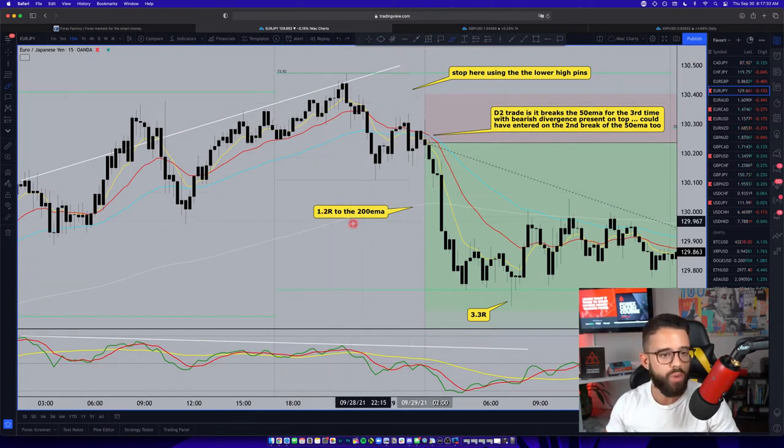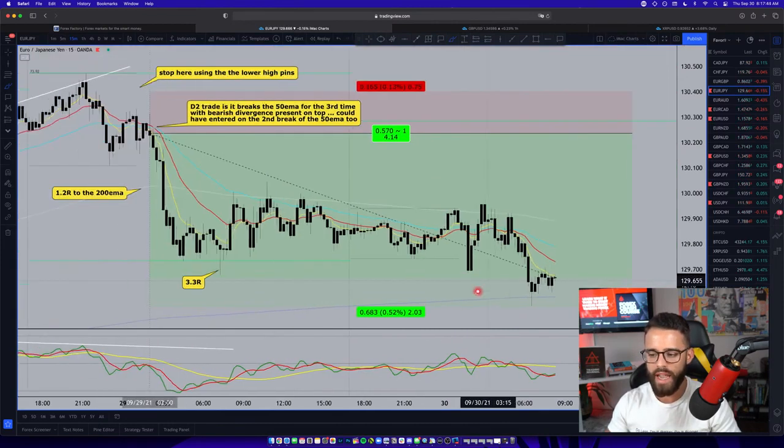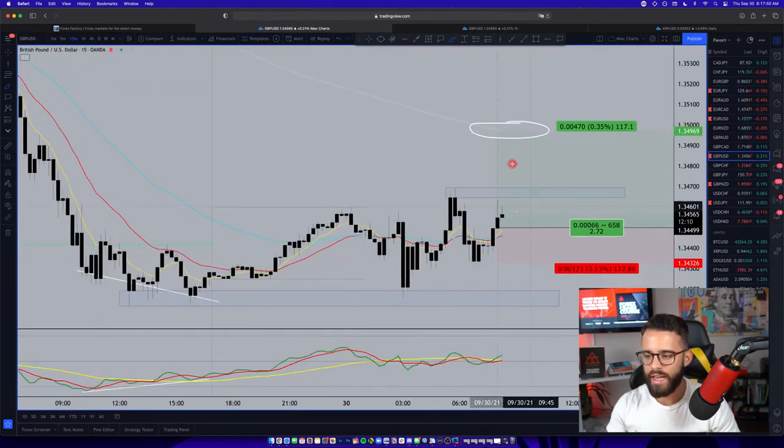Now you can see it was 1.2R down to the 200. What did this do when it reached the 200? Bodied the 200 and fell 3.3R yesterday. That move actually has extended a little bit lower today down towards the 800 EMA, which would be that full reset idea. To go back to GU, look at it here. We're looking at it headed towards the 200.